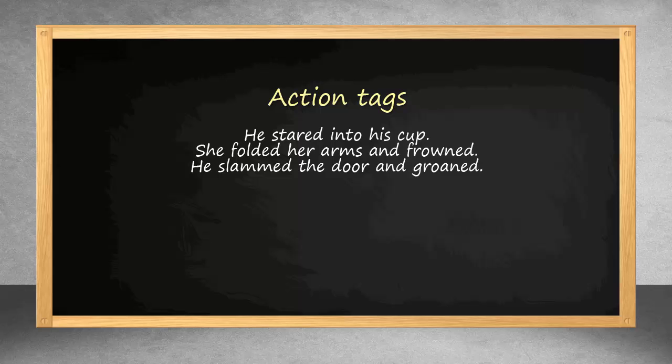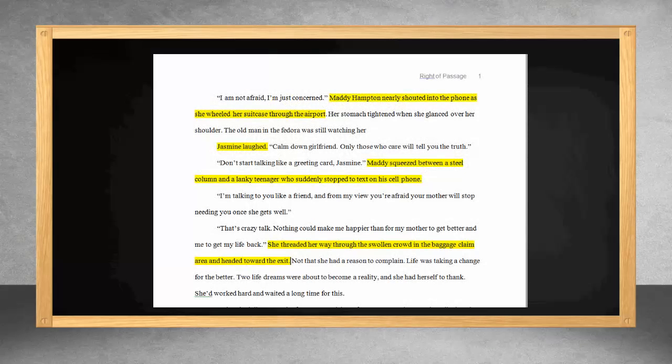So as you're writing your dialogue, you want to add those action tags occasionally. This is what will take the place of those adjectives we were talking about that you should avoid. It's perfectly all right to show action tags. So here's an example. Maddie Hampton nearly shouted in the phone as she wheeled her suitcase through the airport. So instead of she said or Maddie Hampton said, we left that out, and we could do double duty here because really we're showing who's speaking now, and we're also showing that she's shouting, so she's doing some action.